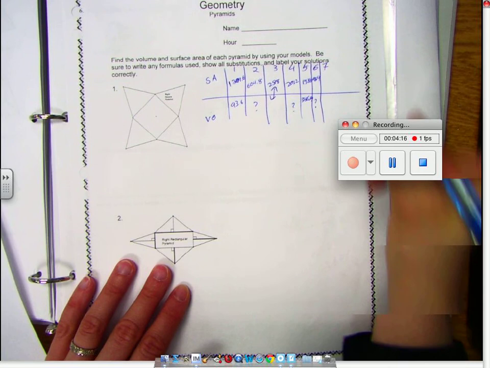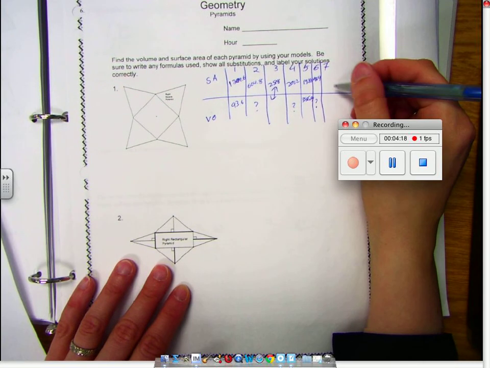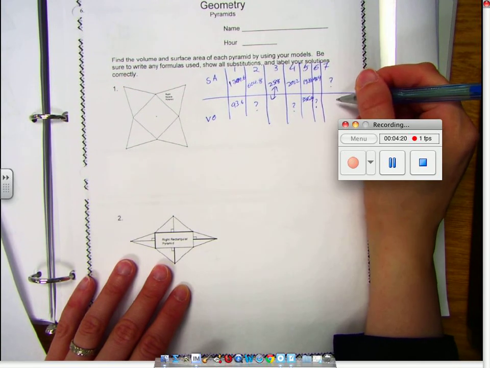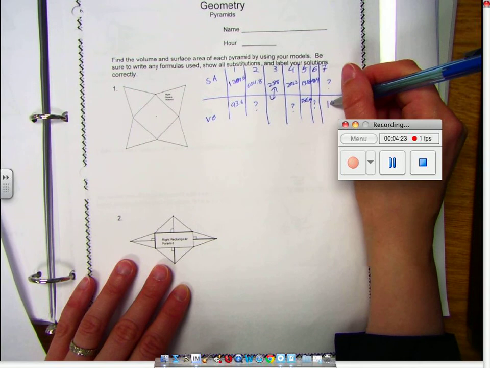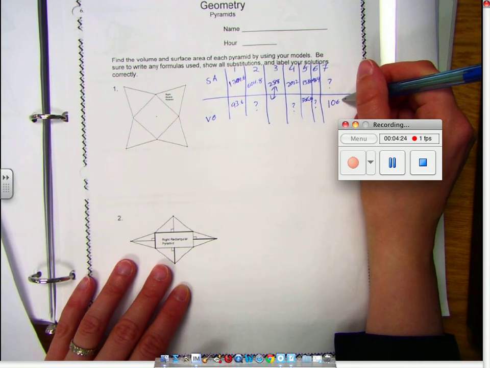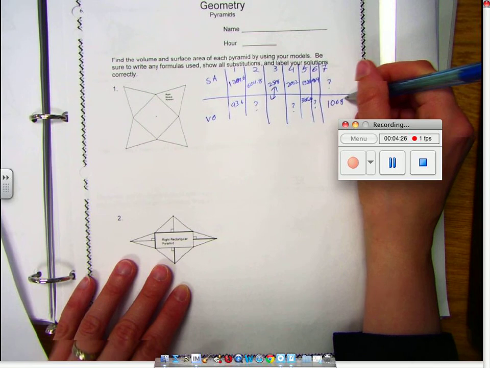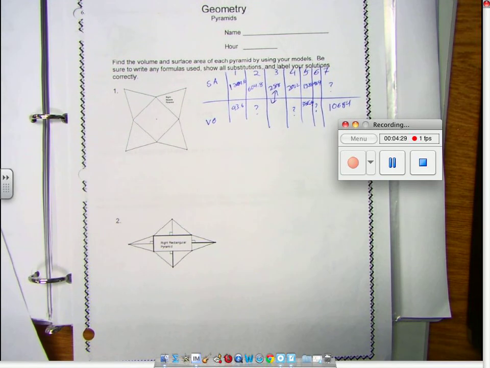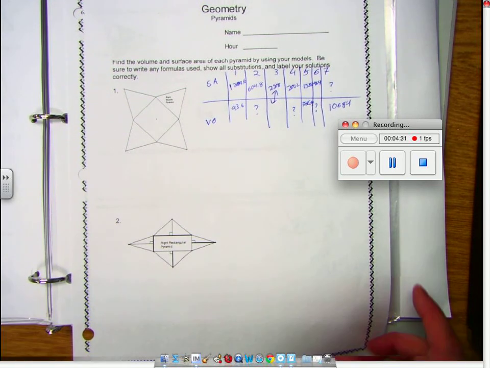Jonathan, what did you guys get? We didn't get the surface area, but we got 1,684. Okay. So you guys have a lot of different answers, so let's talk about this.